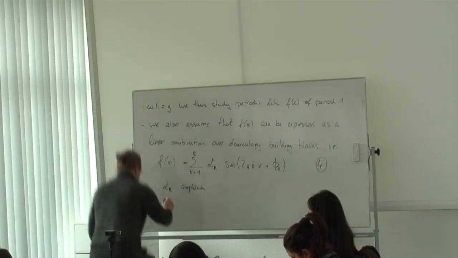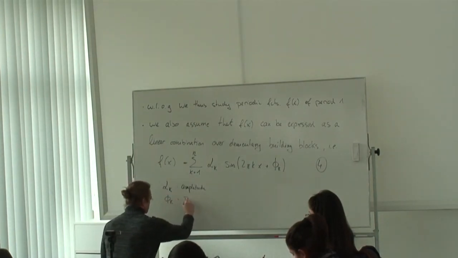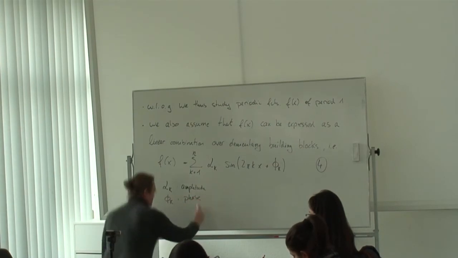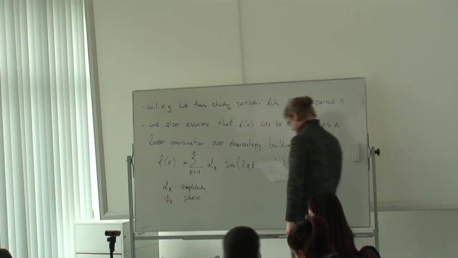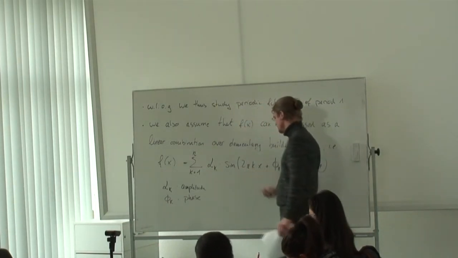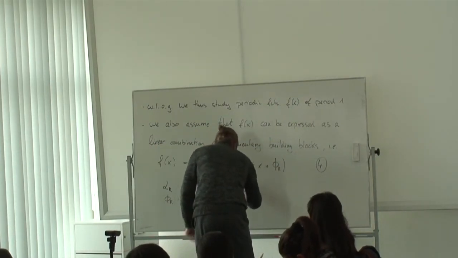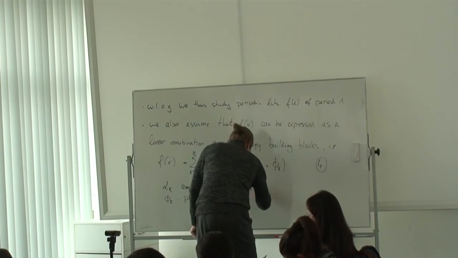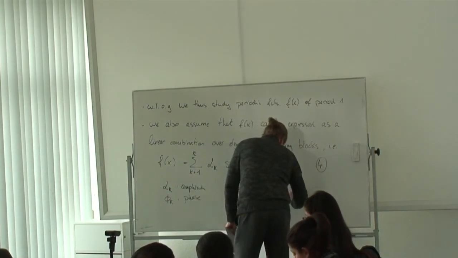Amplitude. And these numbers, phi k, are called phase. And then we have this 2 pi k times x. And instead of 2 pi k, we may also say nu k. This is 2 pi k. This is called the frequency.